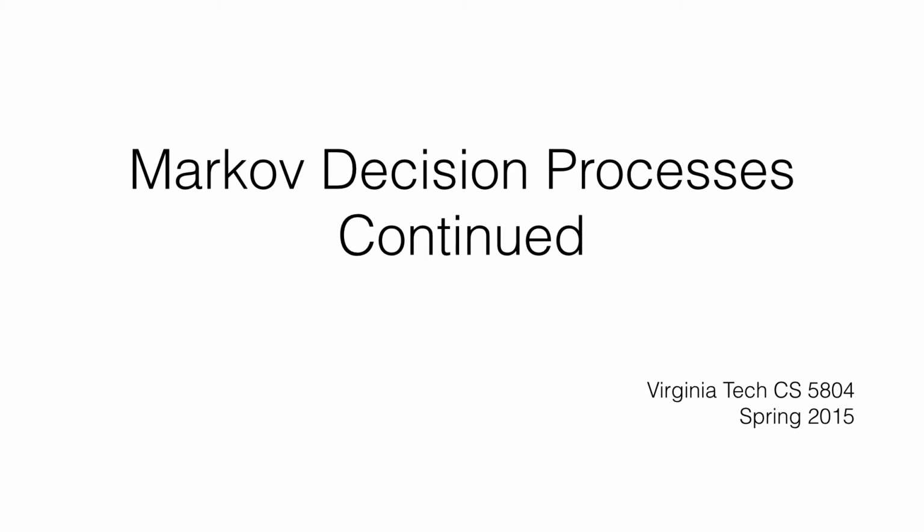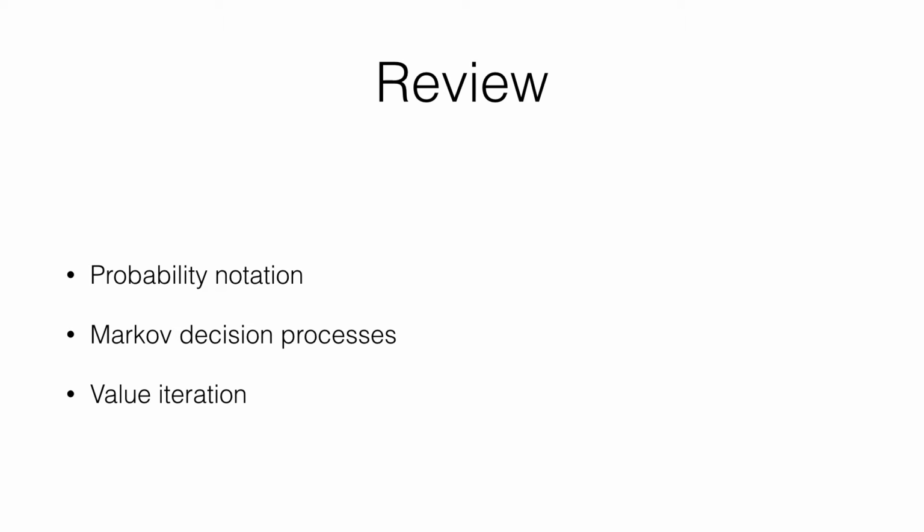In this video, we're going to continue our discussion of Markov decision processes. As a brief review, in last class, I talked about probability notation just to make sure everyone's on the same page about what we mean when we write probability quantities out. Then we also talked about, from the previous video, Markov decision processes, which are ways of representing state spaces or environments where our actions lead to a probability of moving from state to state. So we write down a transition probability given an action and given a current state where we end up.